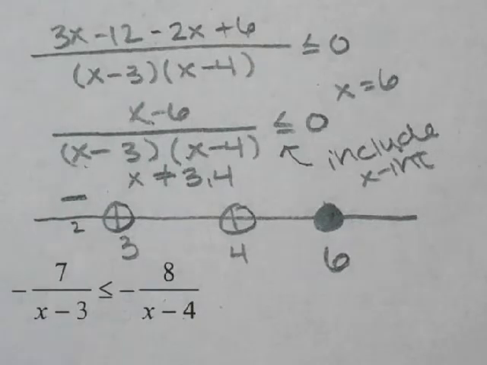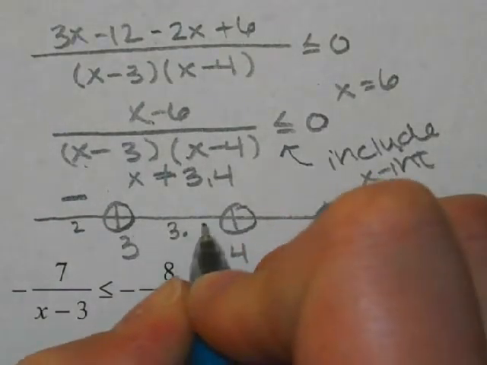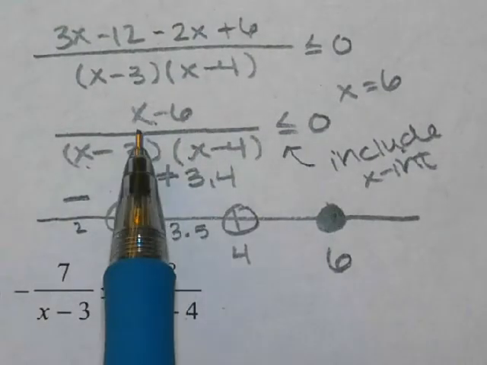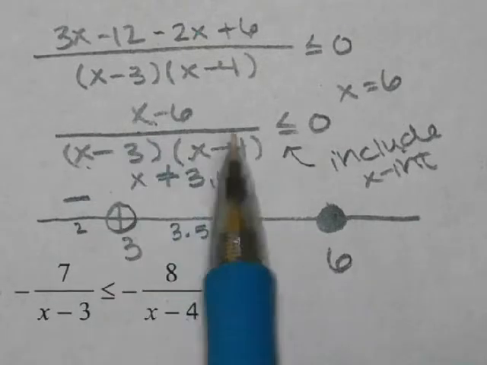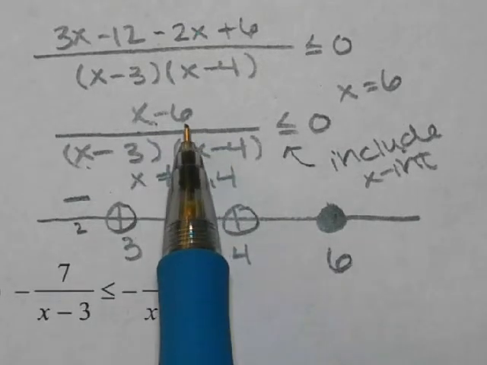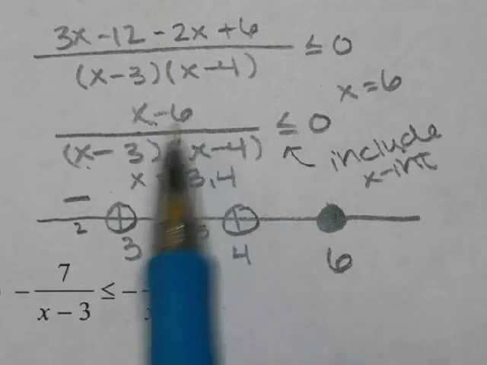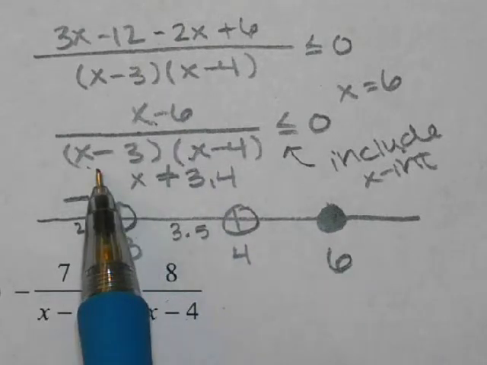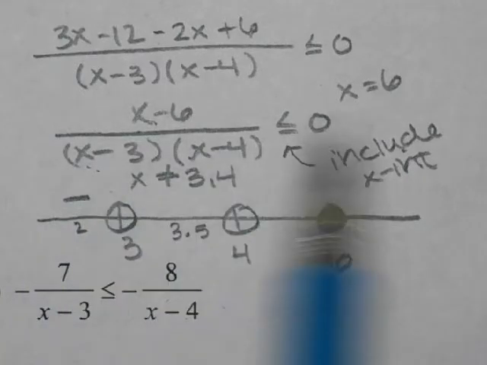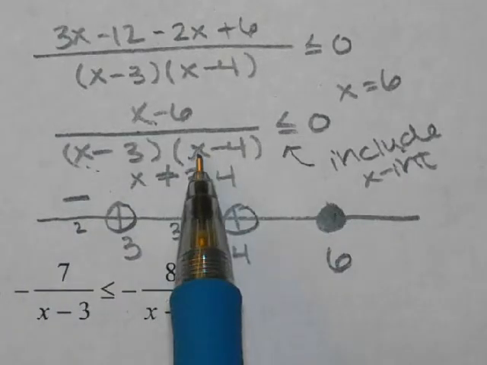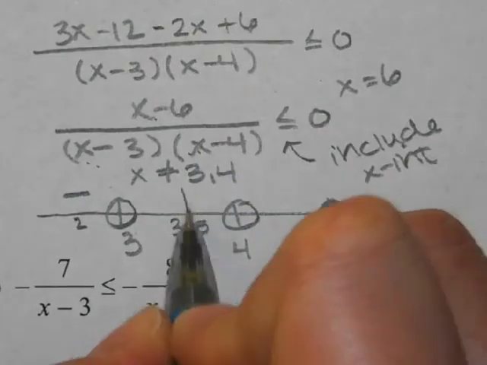What number is between 3 and 4? 3.5. So, yeah, you could do that if you want. 3.5 minus 6 is a negative. 3.5 minus 3, positive. 3.5 minus 4 is a negative. So that's going to be a positive.